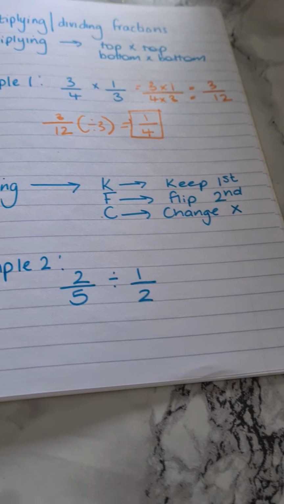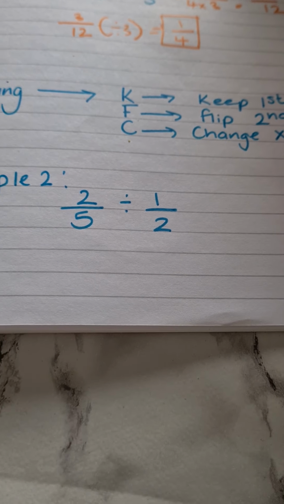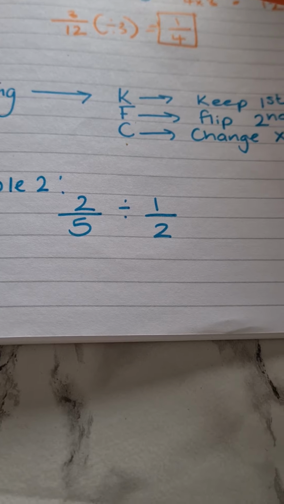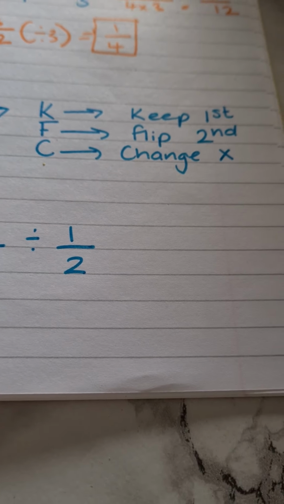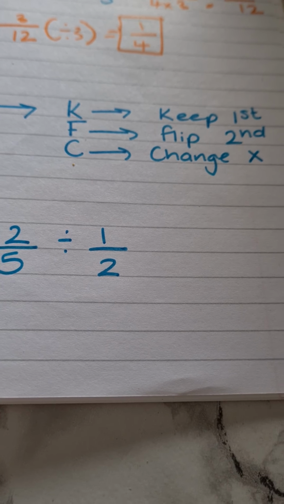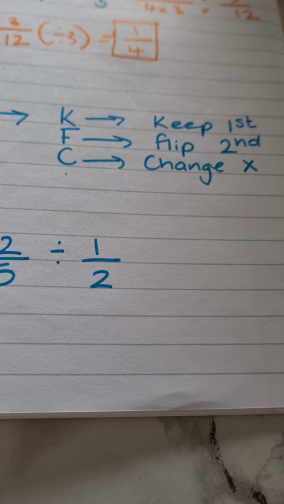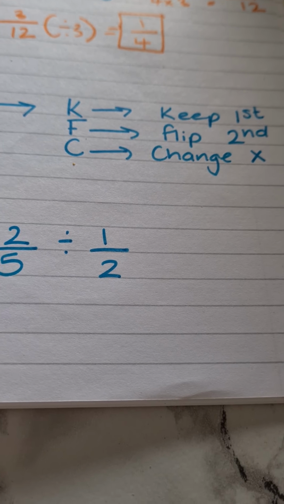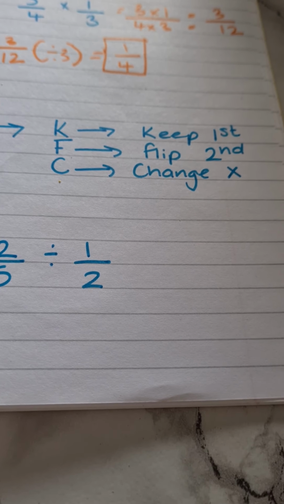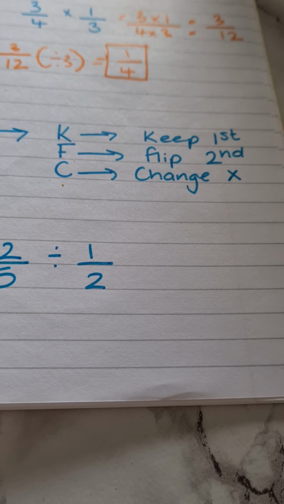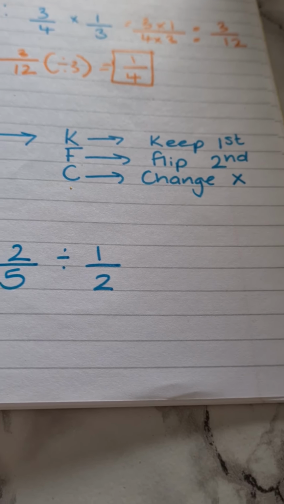Now, dividing fractions is slightly different. If you remember when we were in class, we learned the little saying KFC for when you're dividing fractions. So K represents, you keep your first fraction. So the first fraction in your question will stay the same. F is for flip. You flip your second fraction upside down. And C, you change your sign from a divide to a multiply. And then as you do with the multiplication fraction, top times top, bottom times bottom.